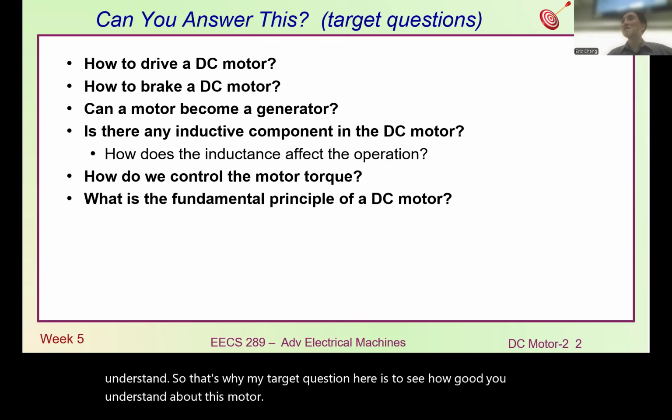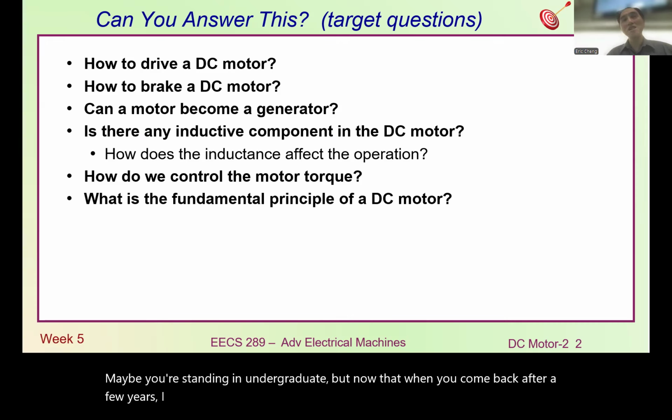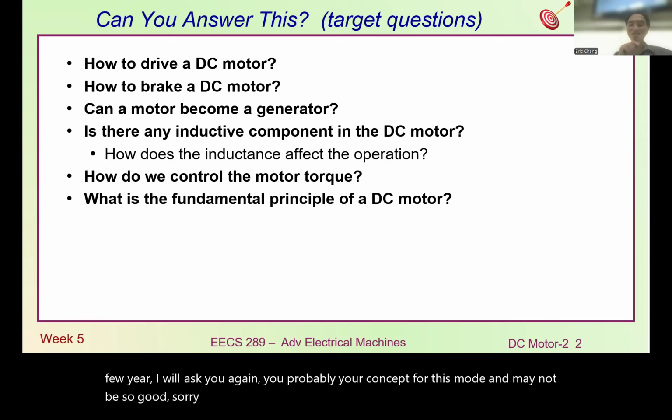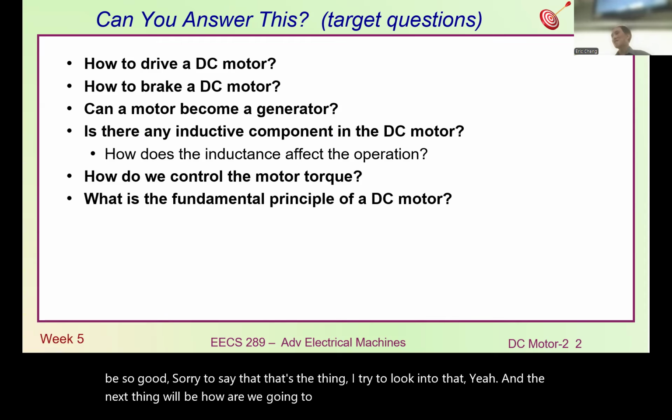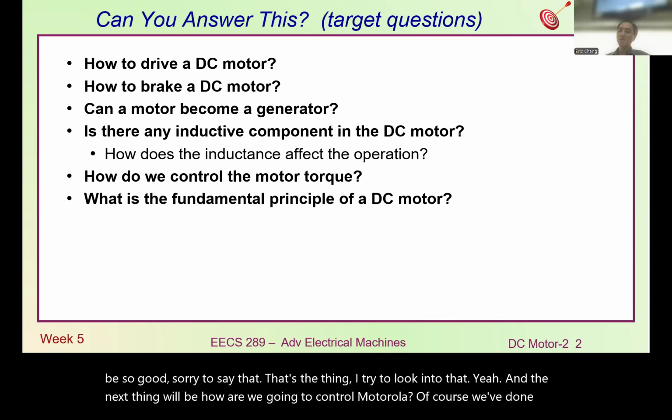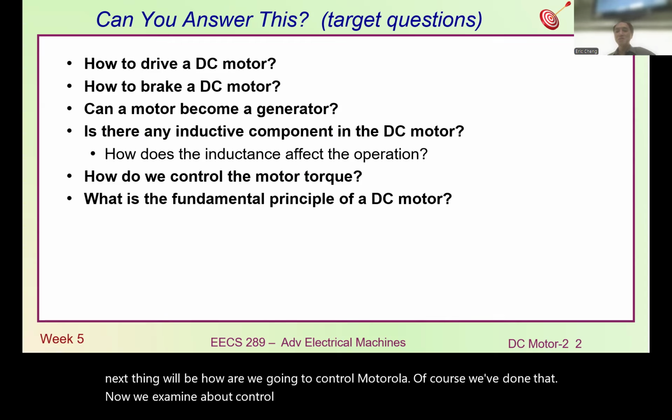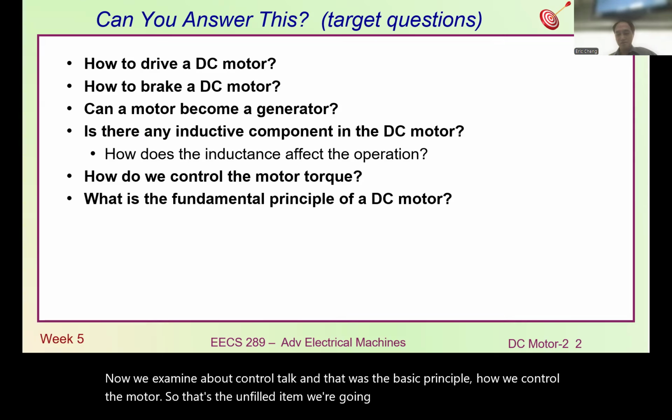Maybe you've done it in undergraduate, but when you come back after a few years and I ask you again, your concept of DC motor may not be so good. Sorry to say that. That's what I try to look into. And the next thing is how we're going to control motor torque. Of course, we've done that, but now we examine control of torque. What's the basic principle? How do we control the motor? Those are the items we're going to study in this lecture.